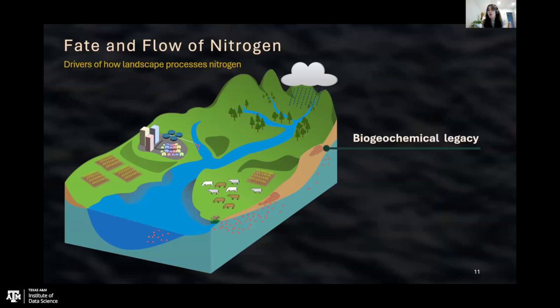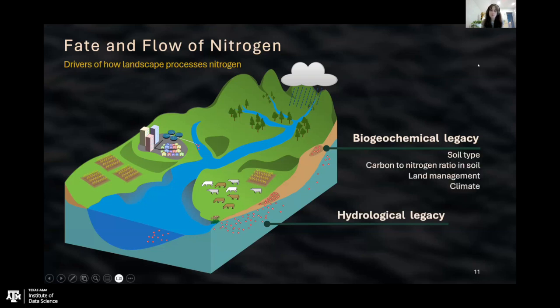And so when we look at a watershed, the biogeochemical legacies are nitrogen stored in the soil. Hydrological legacies are nitrogen stored in the groundwater. Where the nutrients are in the landscape is really dependent on soil type, how much carbon is there, land management, what people have done to the land, and what the climate is like. Similarly, with hydrological legacies, what drives how much nitrogen is in that pool is, again, climate, soil type, and drainage system.